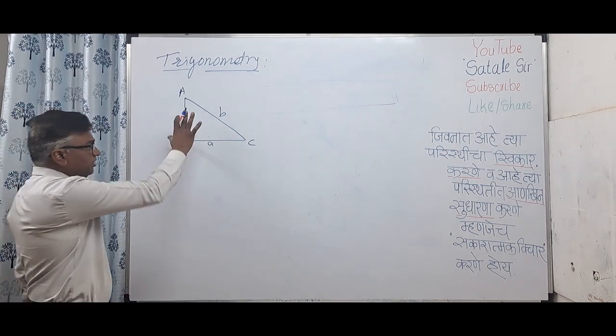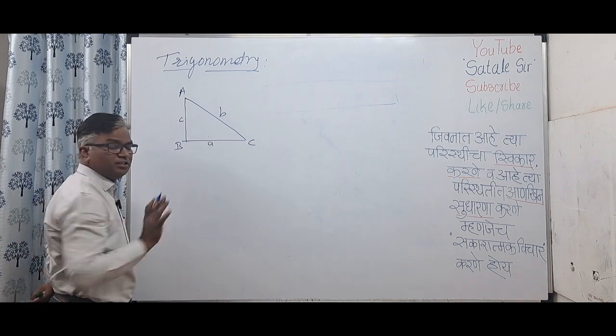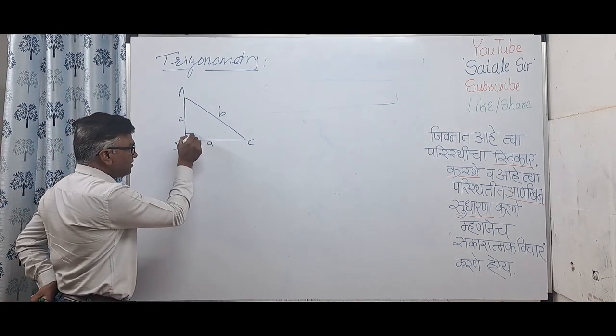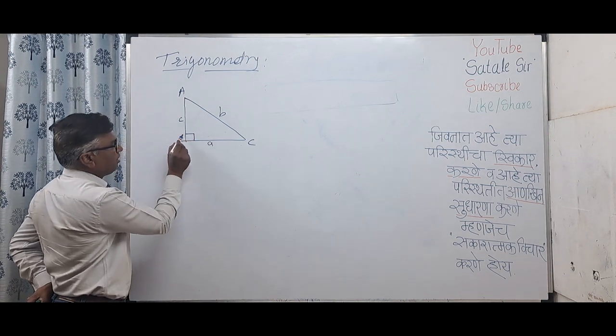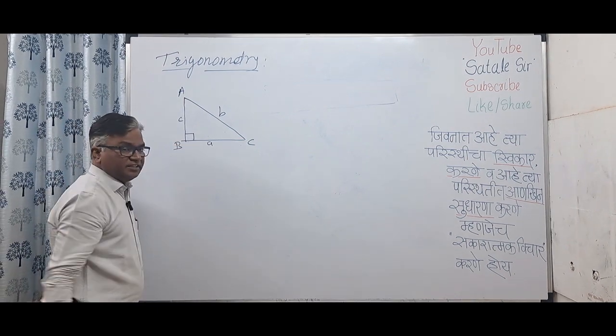Okay. Now in this figure, you can see that the angle at B is perpendicular. That means it is 90 degrees, as it is represented like this. You can see here how it is represented. Okay. So this is 90 degrees.